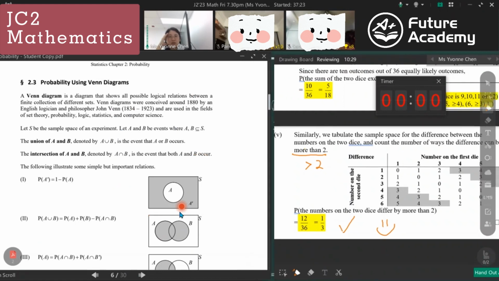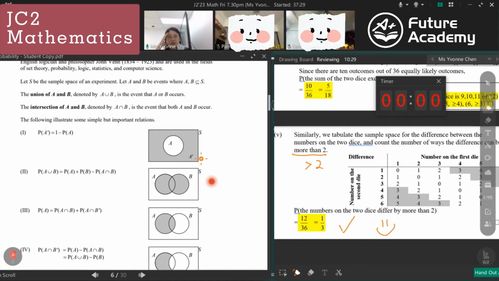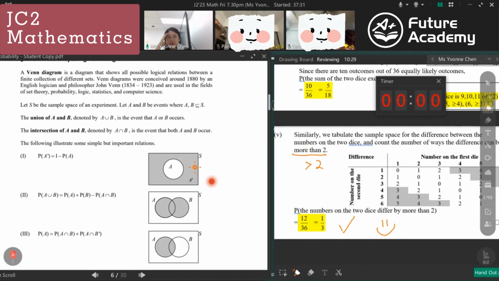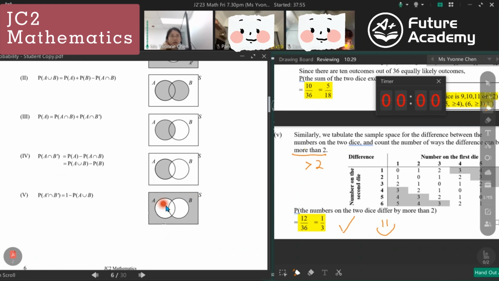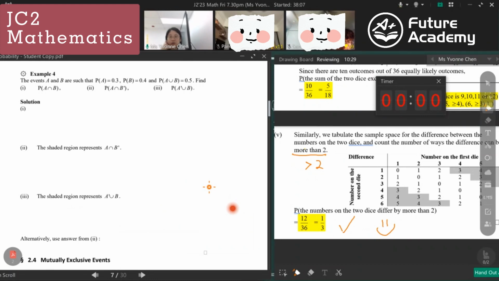Just now I drew a simple Venn diagram. So A complement is outside. The whole thing is called the sample space. This S represents the sample space. Okay, so far. So we have A union B, probability of A intersect complement of B. Then we have probability of A complement intersect B complement. Okay. So let's look at question 4.